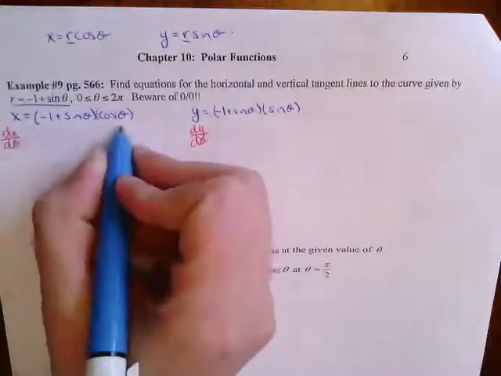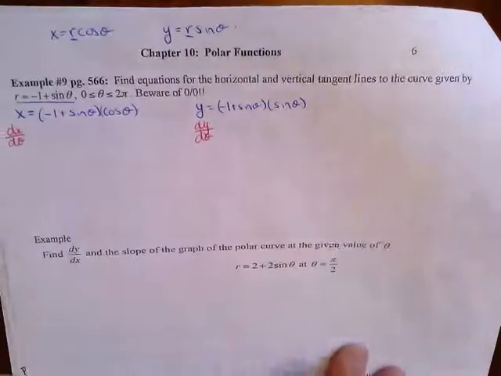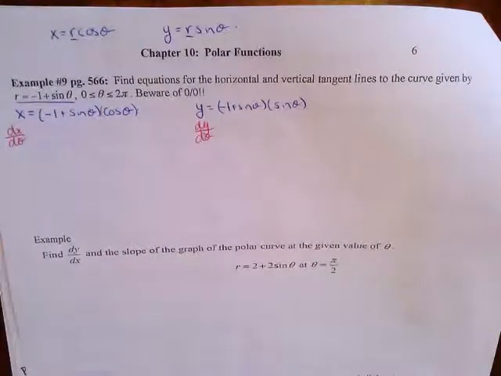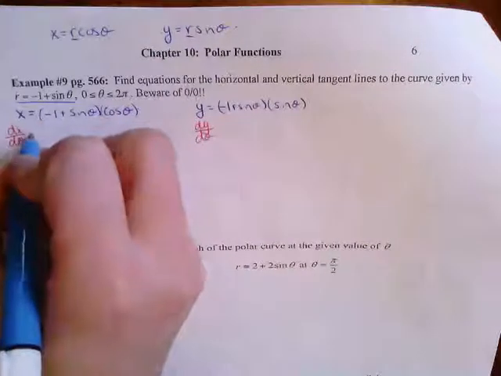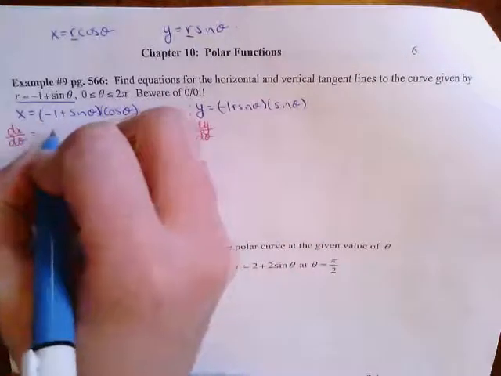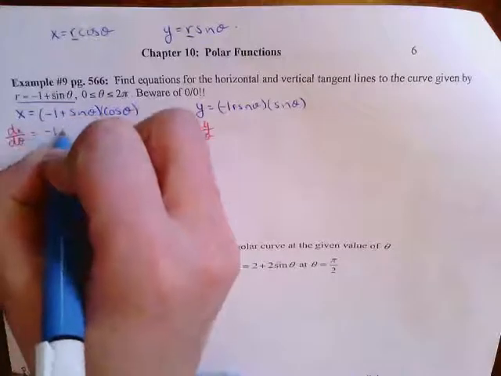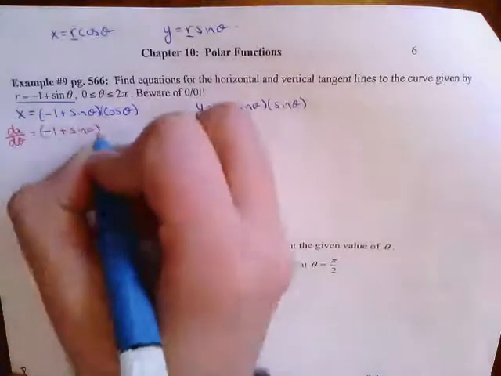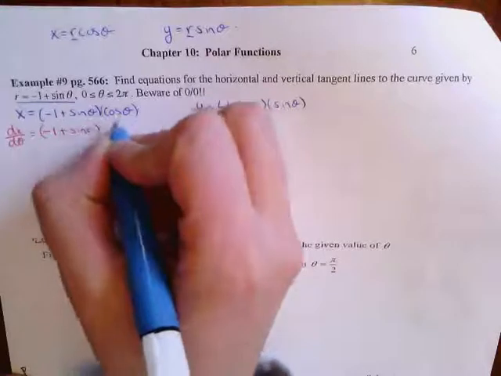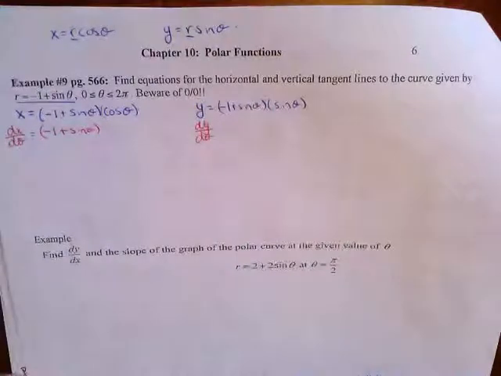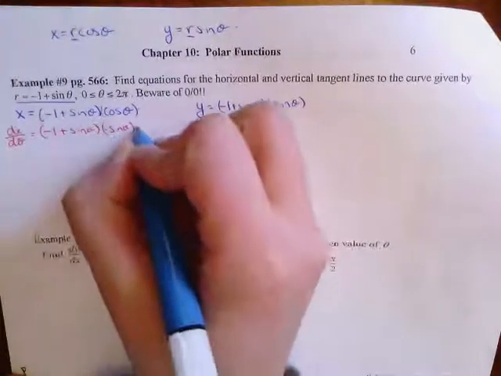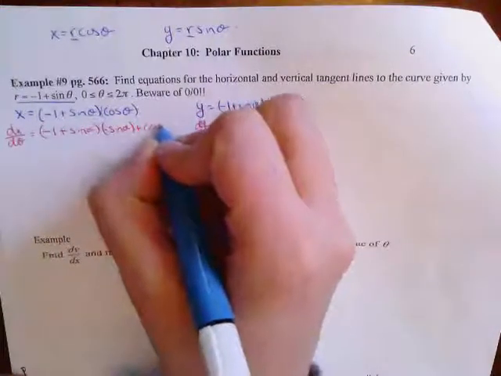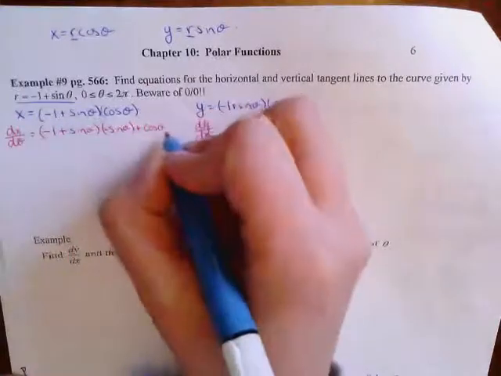And the way that we're going to find the derivative of this equation of x is we're going to use the product rule. So what I like to do is take the first guy, derivative of the second. It doesn't really matter the order since it is going to be added anyways. So it's -1 plus sine of theta times the derivative of the second guy, which is negative sine of theta, plus the second guy times the derivative of the first guy.